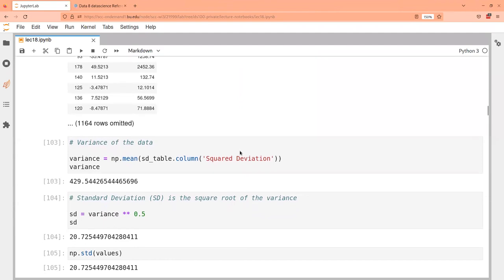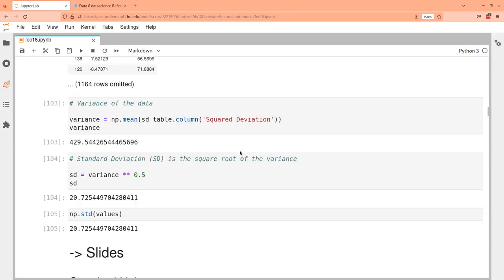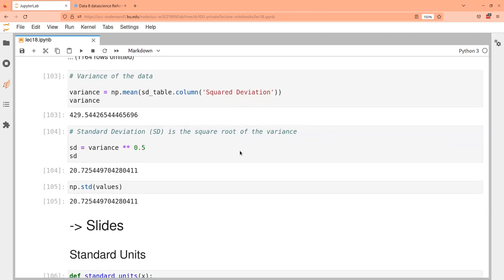And then, as a result, we can get the variance, right? That would be 429, which is the average of those squared deviations, okay? And then, finally, we can get to our standard deviation, which of course is the square root of the variance. So with the variance, we take the average, then we take the square root of that, and that's where we get our standard deviation. So we can calculate that all through so we know how it works.